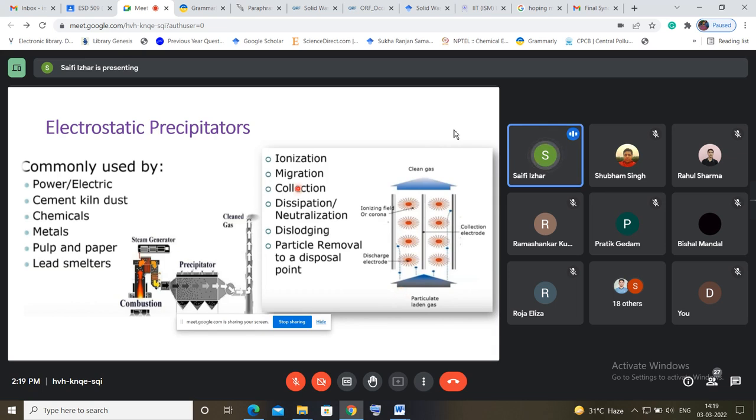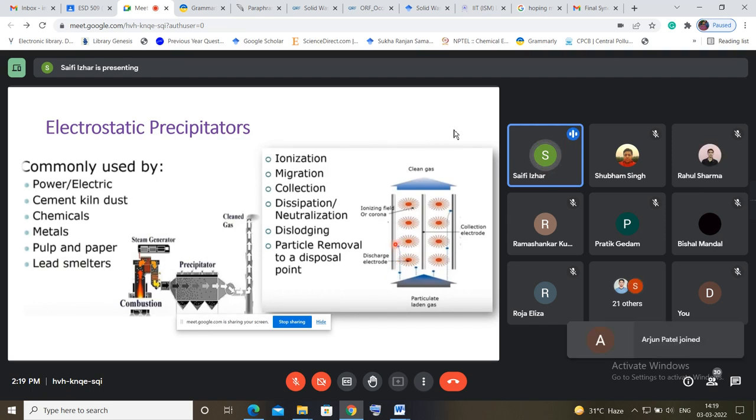So these are the steps that follow. First, the particles will be ionized, and due to the ionization, the particles will drift towards the negatively charged wall, because they are electrodes, negatively charged, and they are acting as a wall. So the positively charged particle will get attracted towards the negative electrode, and there they will neutralize, and then they will be dislodged, as they are stuck to this wall.